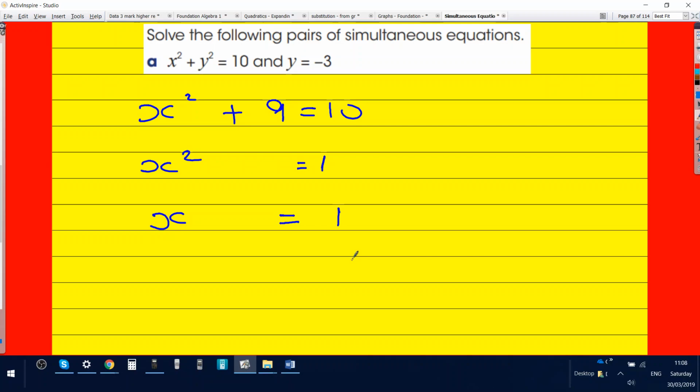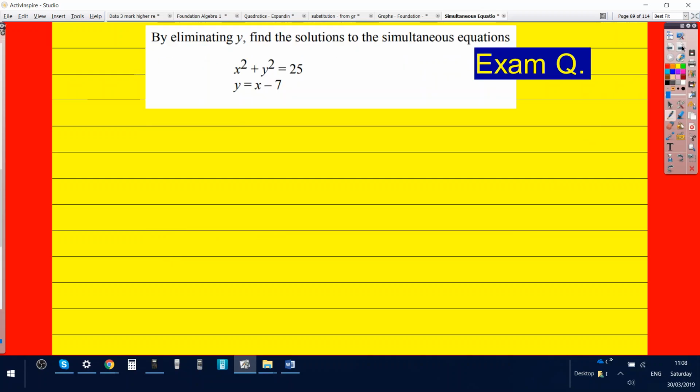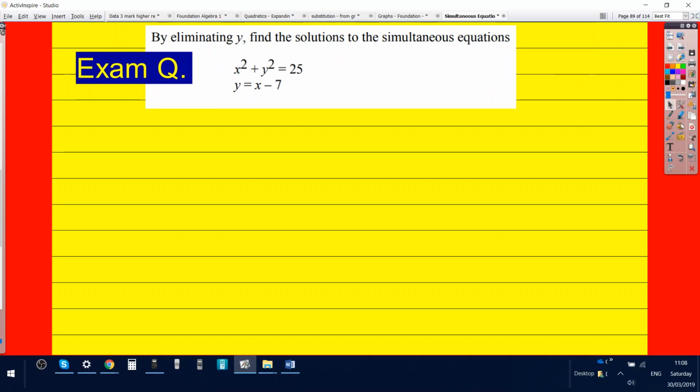Yes. Is there another very similar number that when you square it you also get 1? Minus 1. Yes, x equals 1 or x equals minus 1. And they told us y equals minus 3. Just watch for that. So we're now getting into quadratics. 2 answers is not uncommon. Okay, how do we do this?